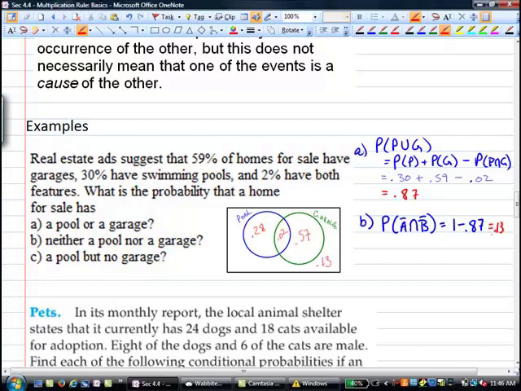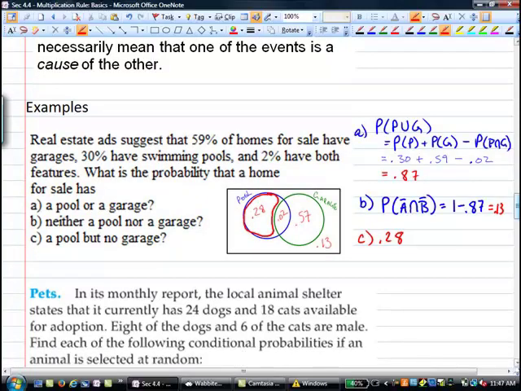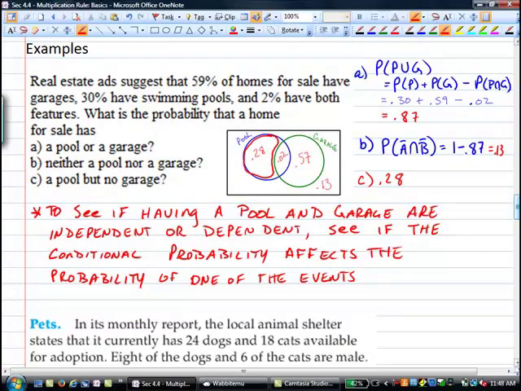Part C says, what's the probability you have a pool but no garage? After we drew the Venn diagram, isn't that easier to see? What is it? 0.28. Here's the group that has a pool but no garage. Would you say that having a pool and a garage are independent or dependent events? Any idea how to tell? Right now, the trouble is we don't have the formula for the conditional probability.